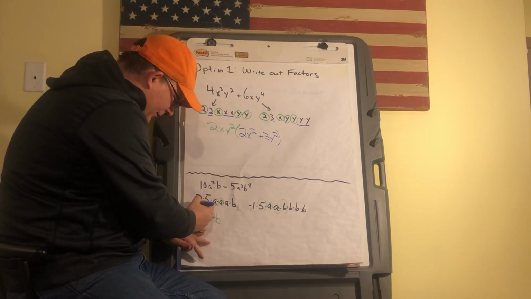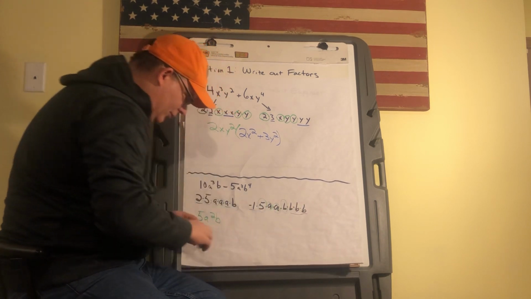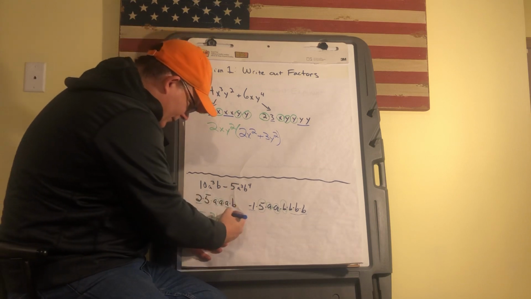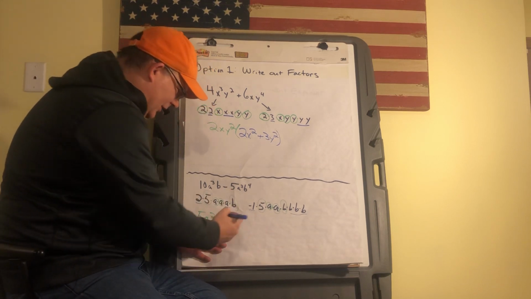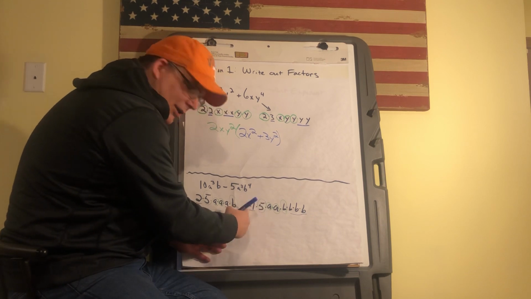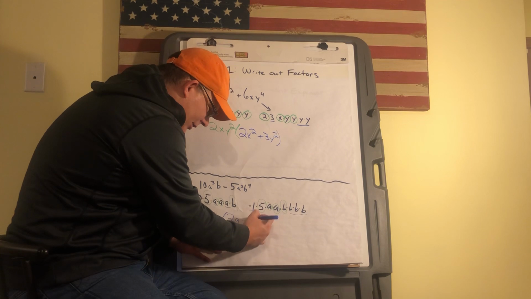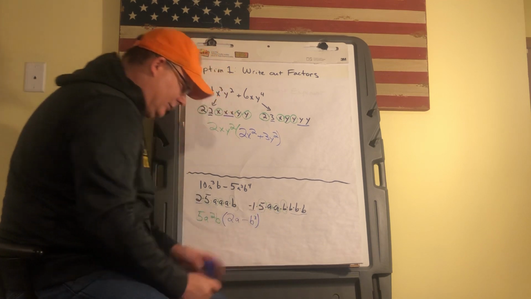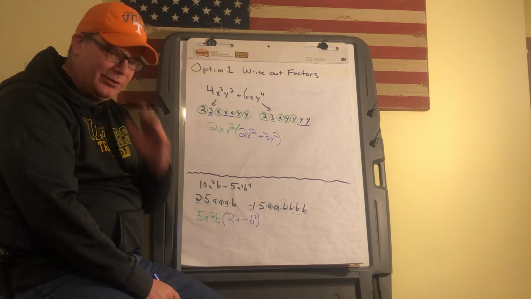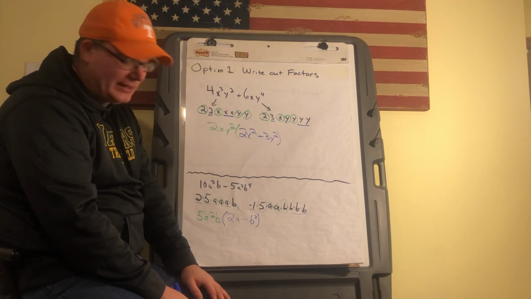And then what's left over here stands out. And I'm going to say 2a minus, see that's why it was important to have that negative 1 there, I know it's minus b to the third. All right, and that's taking out the greatest common factor using our first option, which was writing out the factors.